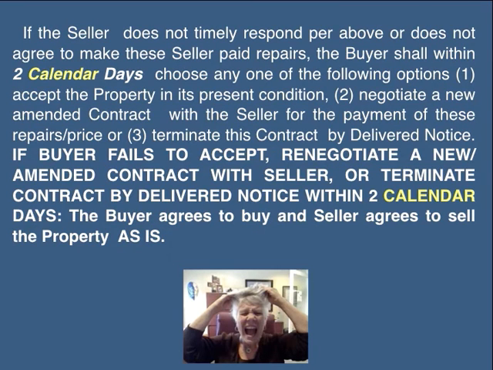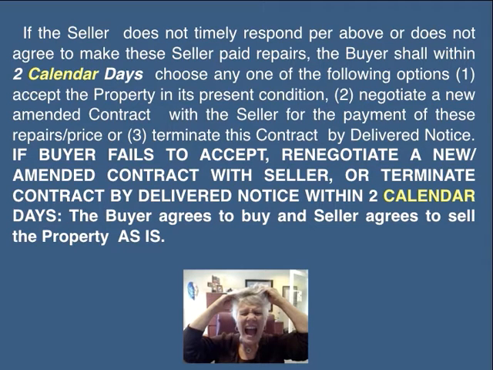Now let's look at what if the seller does not timely respond per above, or does not agree to make the seller-paid repairs. The buyer shall within 2 calendar days choose any of the following options. So 2 calendar days after the date that the seller was supposed to respond, the buyer has 2 calendar days to make a decision. Number 1, either accept the property in its present condition. 2, negotiate a new amended contract with the seller for the payment of the repairs or the price. Or 3, terminate this contract by delivered notice. If the buyer fails to accept, renegotiate a new amended contract with the seller, or terminate the contract by delivering notice within these 2 calendar days, the buyer agrees to buy and the seller agrees to sell as is.